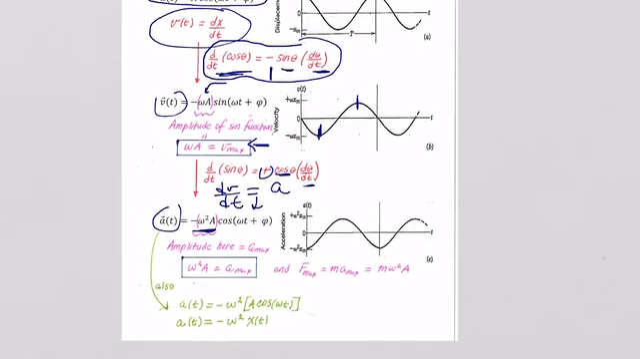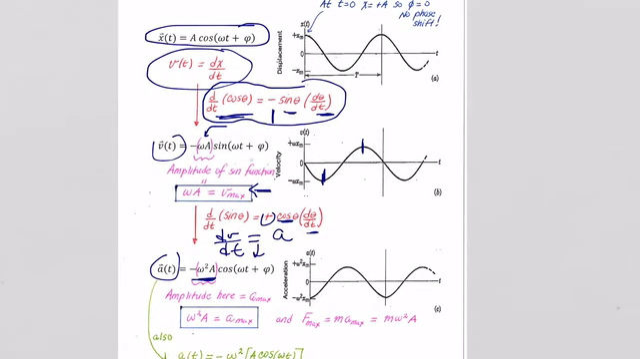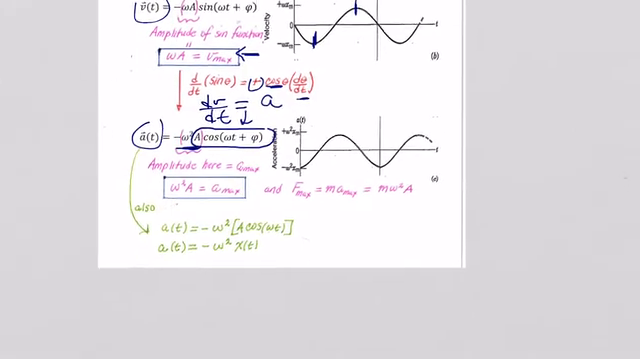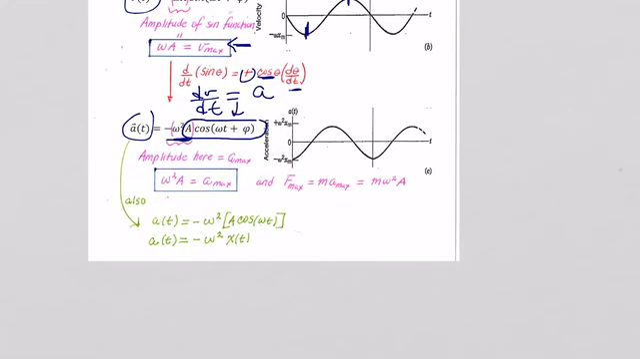Notice what else we get here. This is interesting. If you look closely at the acceleration function, we get an a cosine omega t plus phi, and that's exactly what we have up here. X equals a cosine omega t plus phi. So we can replace that with an x, and look at what we get. We get the acceleration as a function of time equals negative omega squared x.